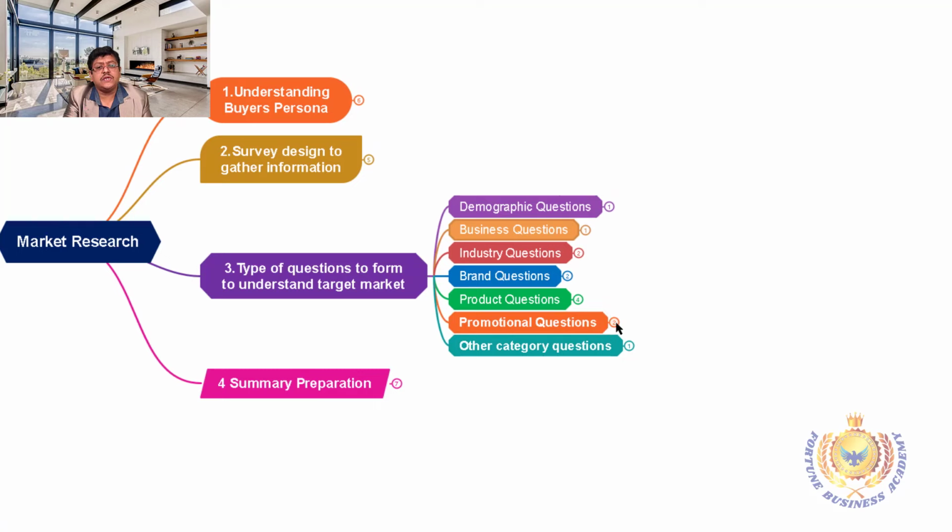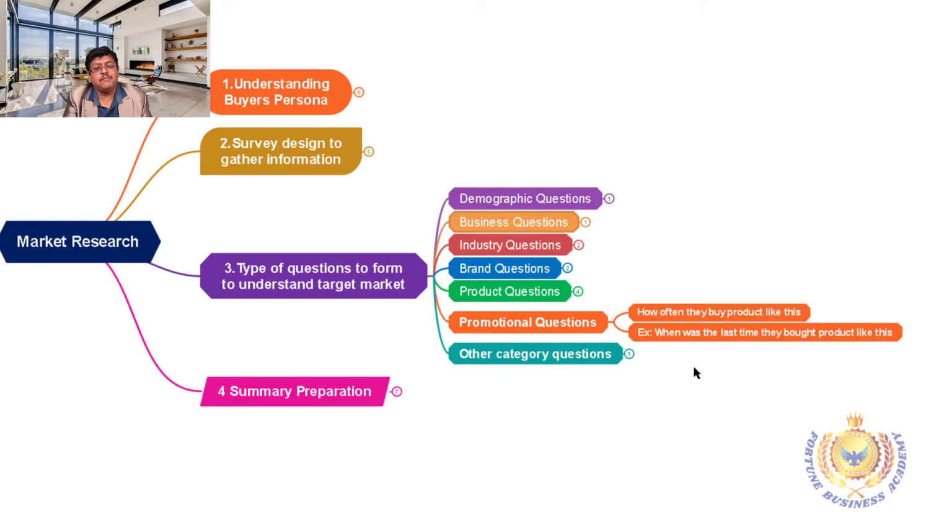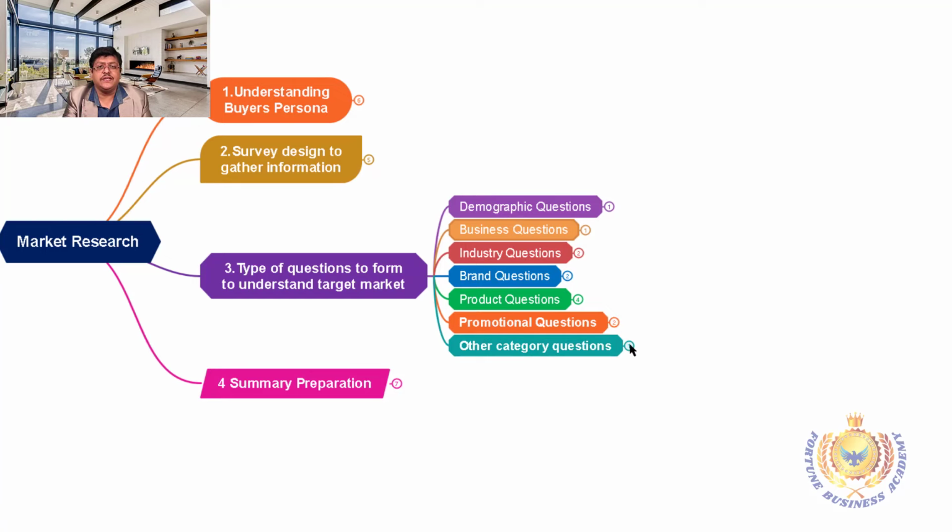Next, promotional questions. How often they buy a product like yours, you need to handle it tricky. Example, when was the last time they bought a product like this? Based on the life cycle, you can design this question. Try to push your product. It will help you based on the requirement. Other category questions, depending upon the product or industry you have chosen.